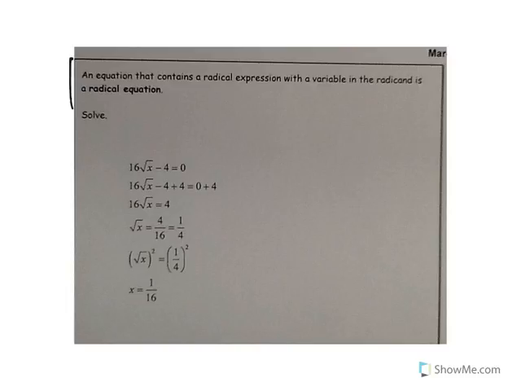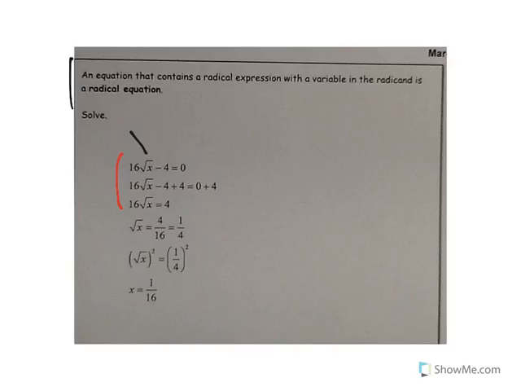An equation that contains a radical expression with a variable in the radicand is a radical equation. So if there's an x underneath the radical, then it is a radical equation. The way that you approach these is pretty similar to any other equation: you isolate. In this case, this is 16 times the square root of x minus 4 is equal to 0.